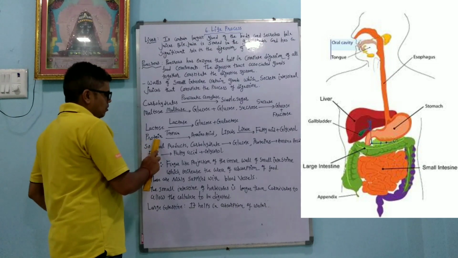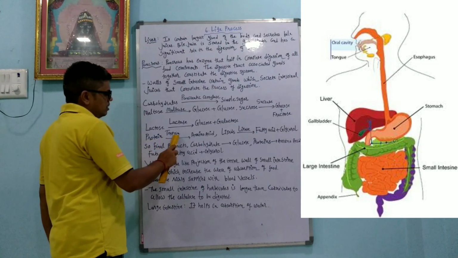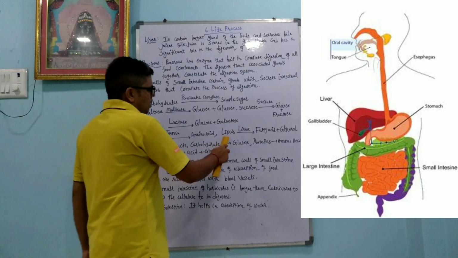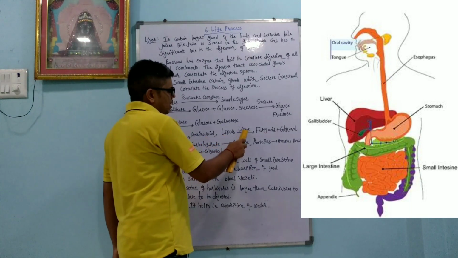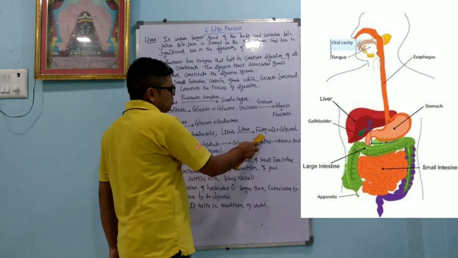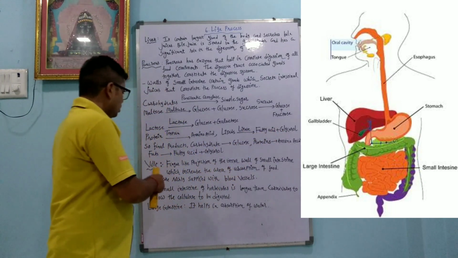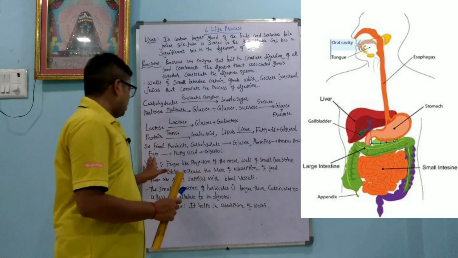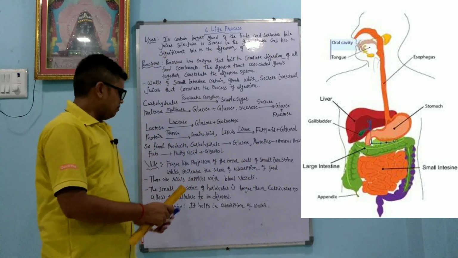Protein is a long chain of amino acids, so in the presence of the enzyme pepsin, it converts into amino acids. Lipid, in the presence of lipase, the catalyst or enzyme, gives fatty acid plus glycerol. So the final product of carbohydrate is glucose, proteins give amino acids, and fat gives fatty acid plus glycerol.